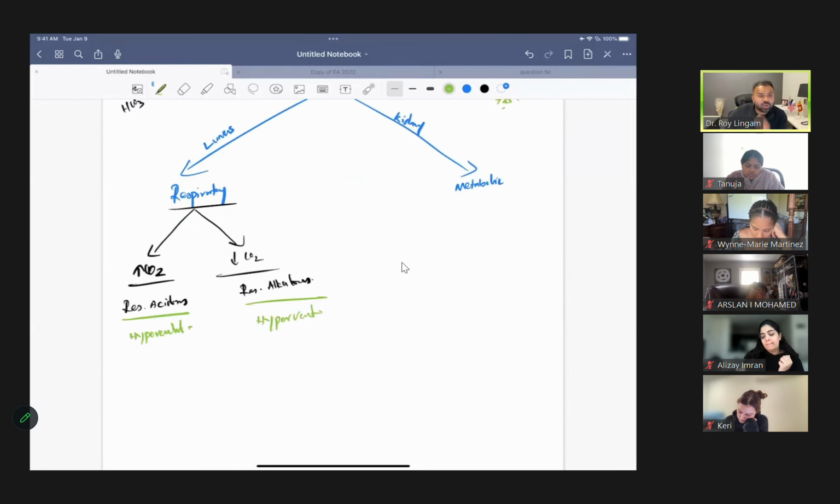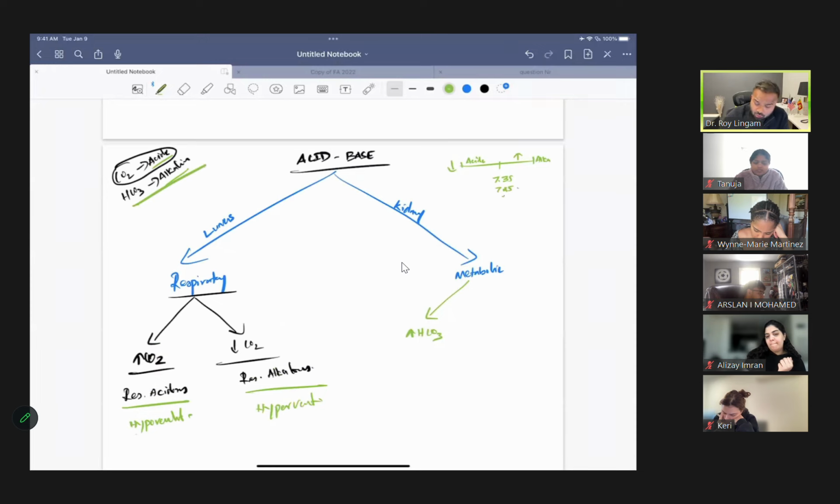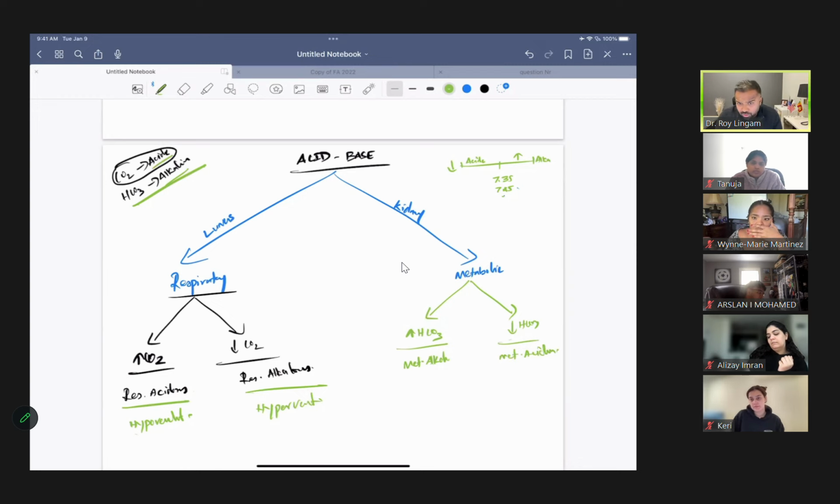Now, that's respiratory. Are we clear here? On the other hand, in the kidney, anything that makes you retain more bicarbonate. What did we say about bicarbonate? It's alkaline. So more bicarbonate, more alkalosis. So we call it metabolic alkalosis. Anything that makes you excrete bicarbonate, decreases bicarbonate, so that means you are losing bicarbonate or not forming it, causes metabolic acidosis. Is everybody clear, folks? That's the basics of acid base, okay?